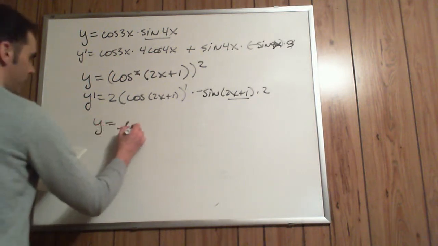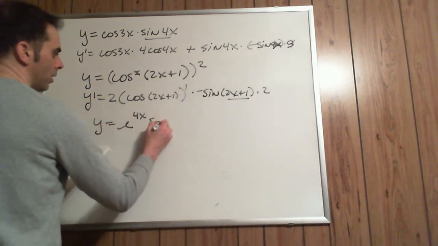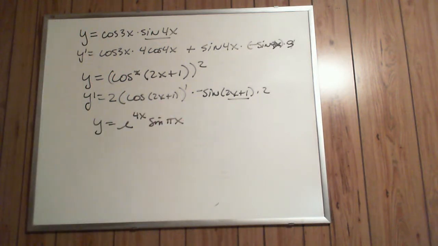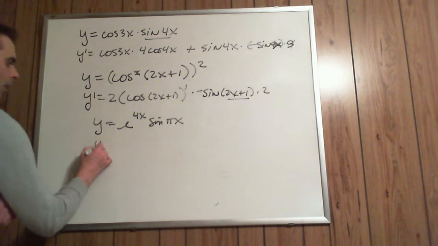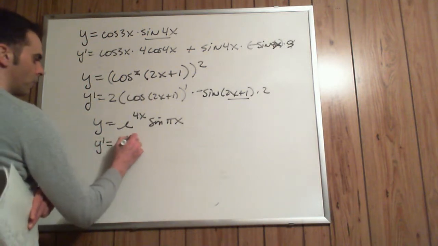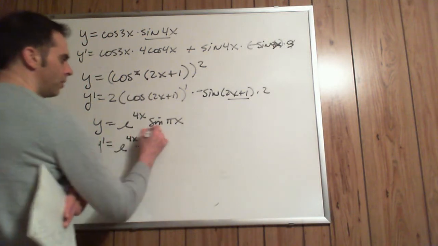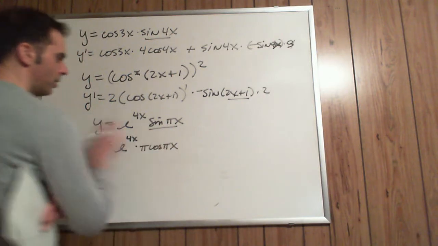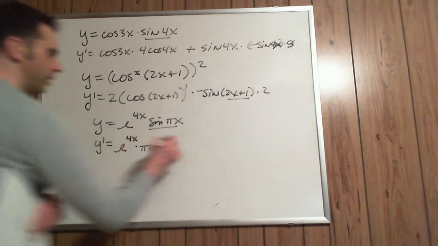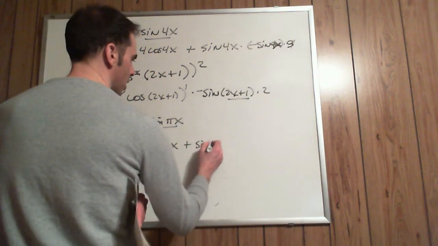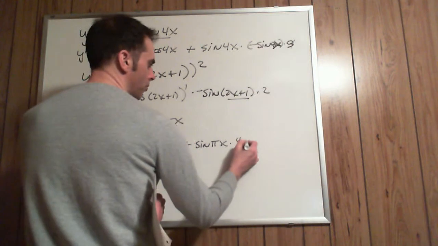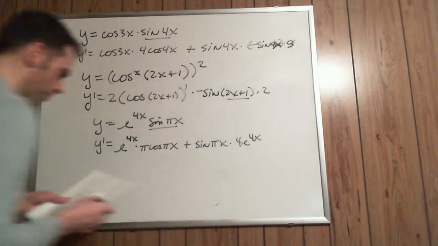Another problem. y equals e to the 4x times the sine of pi x. That's going to be another product rule. So y prime would be equal to the first times the derivative of the second, which would be pi cosine pi x, plus the second, which is sine of pi x, times the derivative of the first, which is 4e to the 4x.